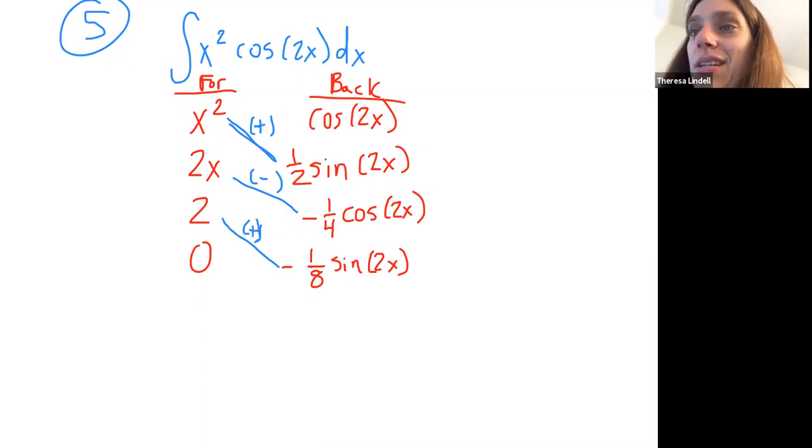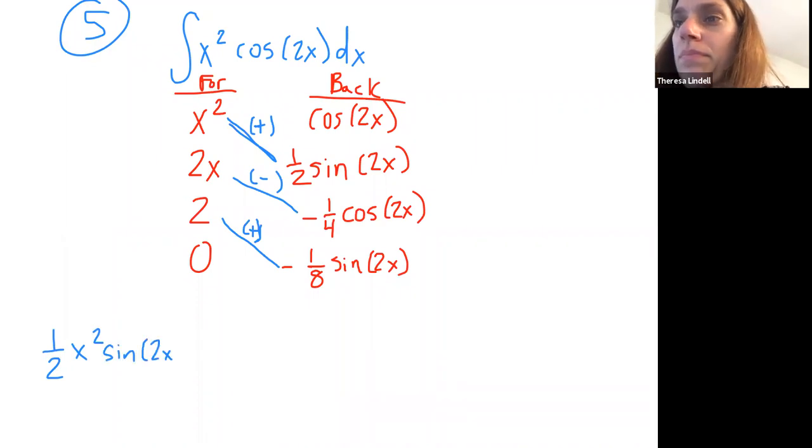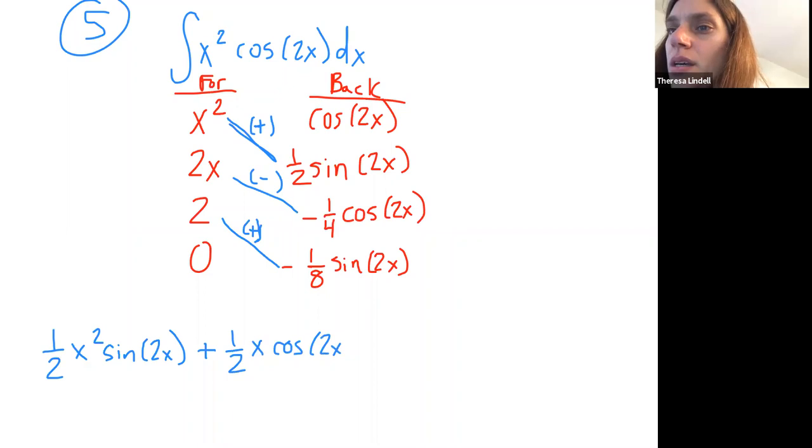So your final answer is 1/2 x squared sine 2x. But it'd be 2 minuses, so plus, and then 2 times the 4th is 1/2 x cosine 2x. And then 2 times an 8th is a 4th, and there's a minus sign in there, so minus a 4th sine 2x plus c.